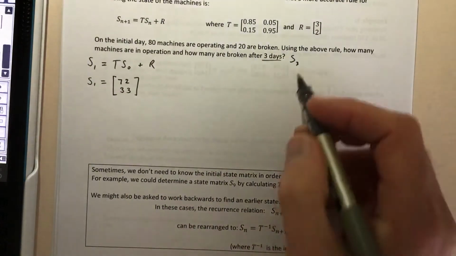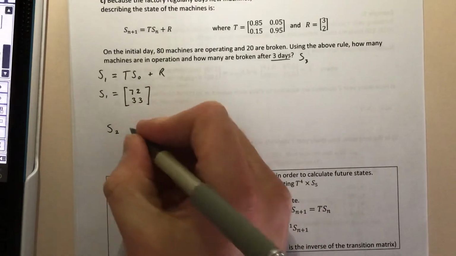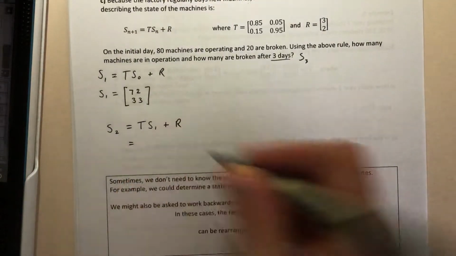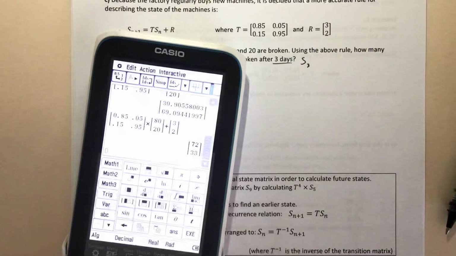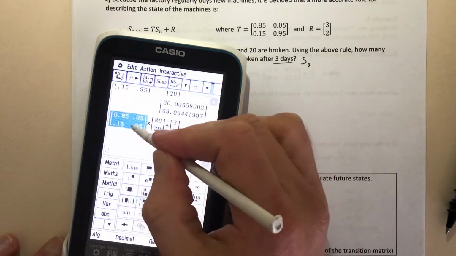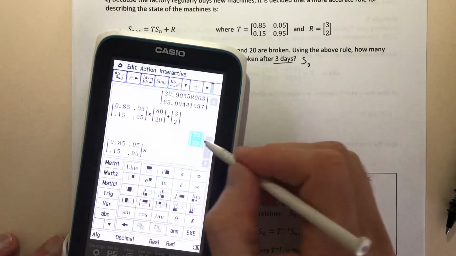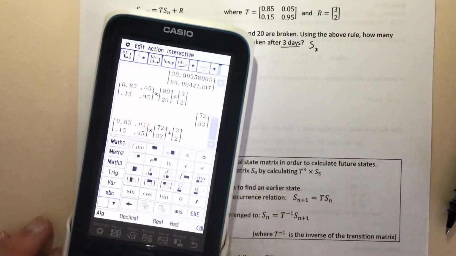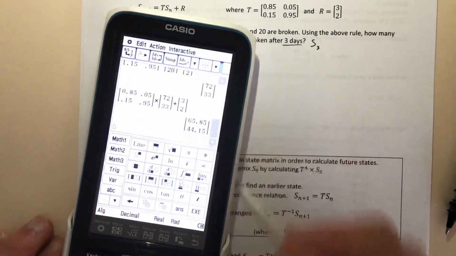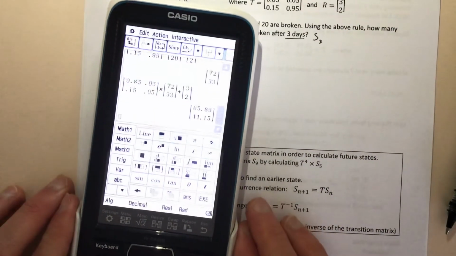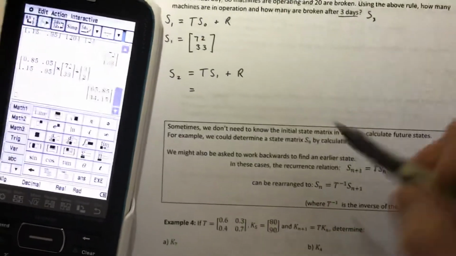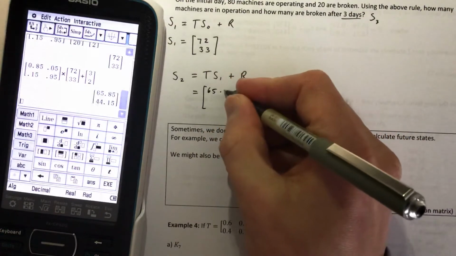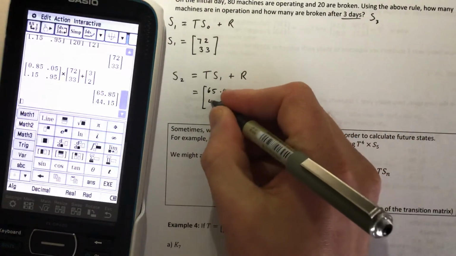Okay, we're trying to get to S3, remember? So S2 will equal T times S1 plus R. All right, so we're just working through step by step on the calculator. Again, multiplying by the transition matrix, it's T times S1 plus R. You can see how lazy I'm being with copy and pasting, but it saves you time, so always try to save time instead of typing matrices that you've already entered. All right, there are our values for S2, 65.85 and 44.15.